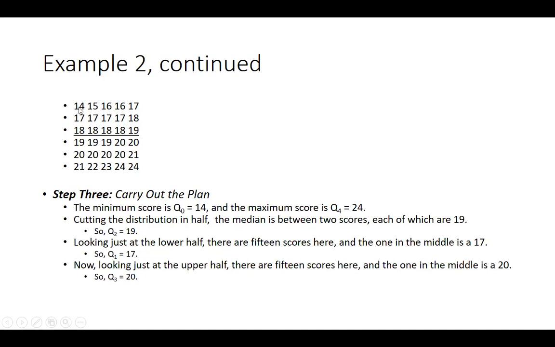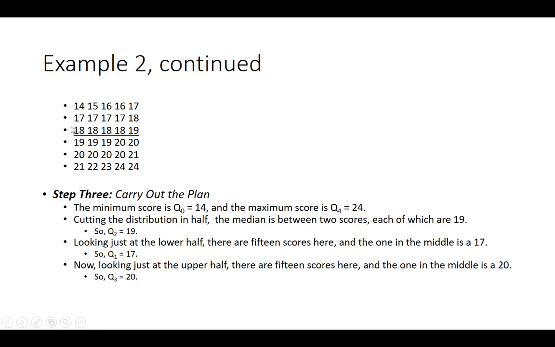So the minimum score, that's our smallest, that's 14. So 14 is Q sub 0. And the maximum score, that's our largest, that's 24. So 24 is Q sub 4. We can cut the distribution exactly in half so that we see 15 and 15. We see that 19 is the largest value in the first half. 19 is also the smallest value in the second half. So what do we have between 19 and 19? That's going to be 19. So Q sub 2 is 19.